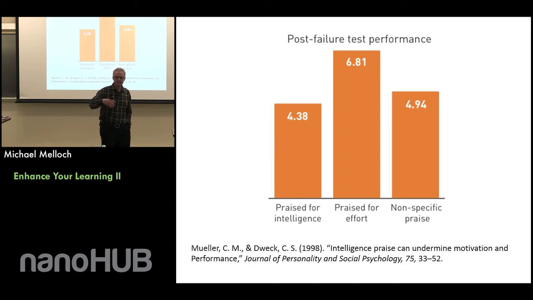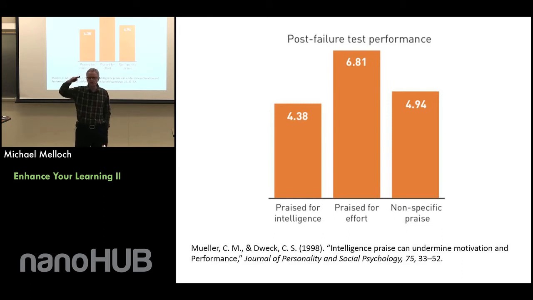And then they went back to give them a set of 10 questions that had the same difficulty as the original 10. In that set, those who got non-specific praise got about the same 5 right. Those who were praised for intelligence actually lowered their math IQ a little bit. They went from 5 to about 4.4. Those who were praised for effort went from 5 to 6.81. Great increase in their math IQ by putting them in a growth mindset.